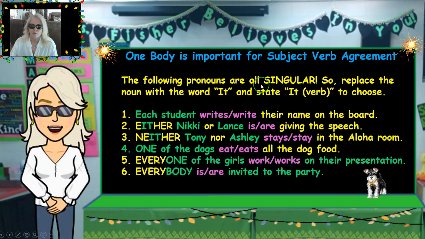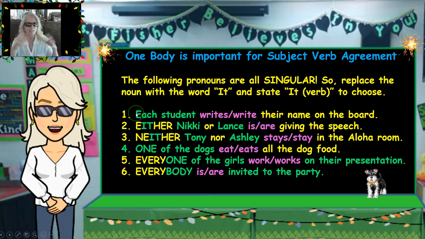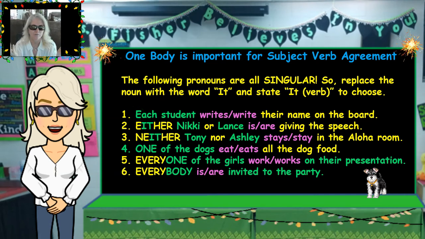So now the following pronouns are all singular. So replace the noun with the word it and state it and the verb to choose. This one takes it even to another level where it sounds even more confusing if you don't know the rules. And our rules that I taught you today are that each, either, neither, everyone, everybody, no one, nobody, someone, somebody, anyone, anybody, all of those are singular. So we have to choose the singular verb. In order for us to do that, if you change all of the words to the word it, it helps you choose the correct verb. So each student, it, student writes or write, it writes, student writes their name on the board.